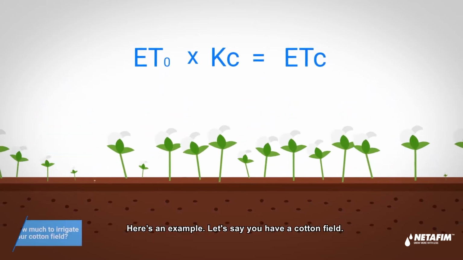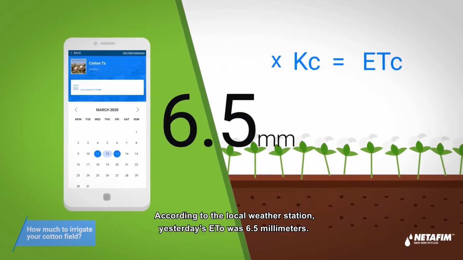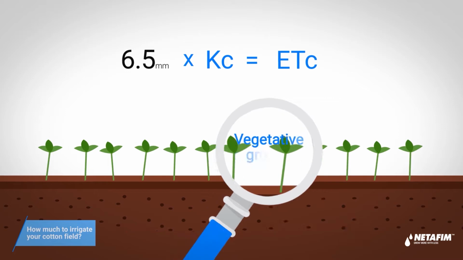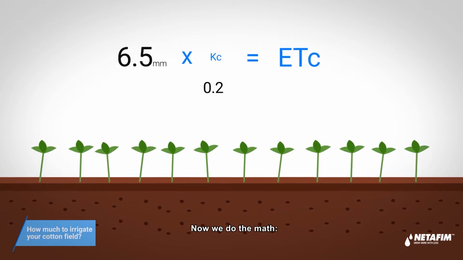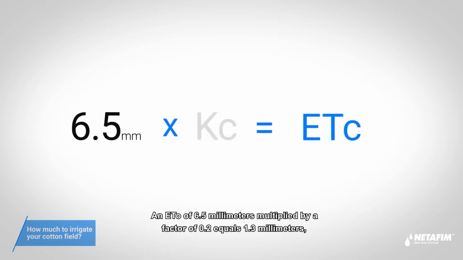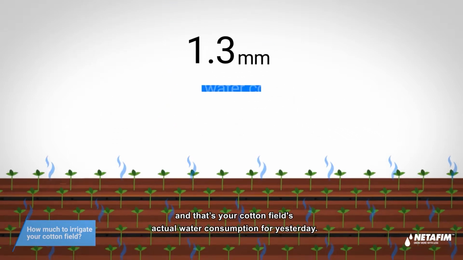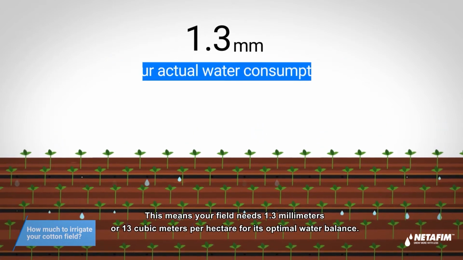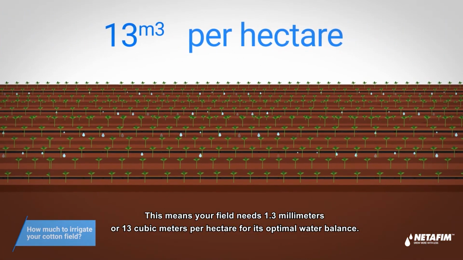Here's an example. Let's say you have a cotton field. According to the local weather station, yesterday's ETO was 6.5 millimeters. The cotton in the field is at growth stage, vegetative growth. And according to the Kc values, your Kc is 0.2. Now we do the math. An ETO of 6.5 millimeters multiplied by a factor of 0.2 equals 1.3 millimeters. And that's your cotton field's actual water consumption for yesterday. This means your field needs 1.3 millimeters or 13 cubic meters per hectare for its optimal water balance.